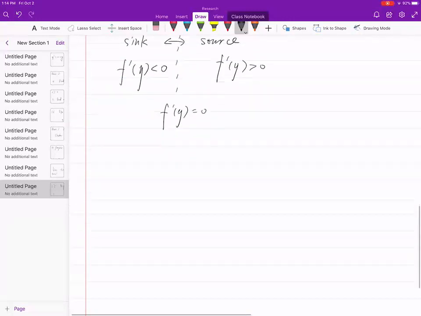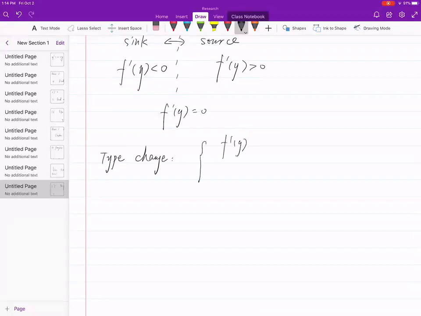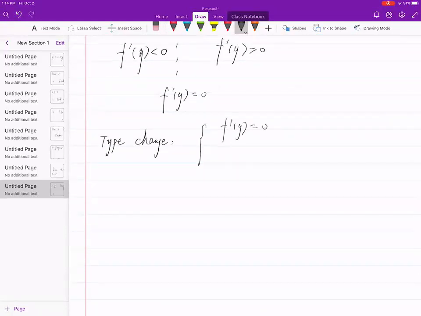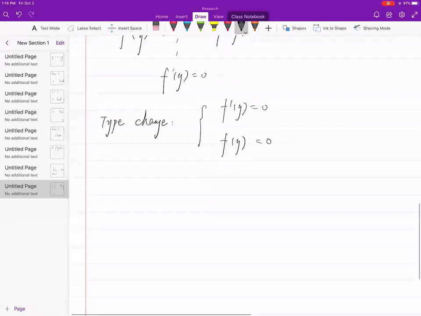So for type change, we look for 2 conditions. Number 1, f prime y equals 0. That's where it changes. And number 2, of course, it has to be an equilibrium at first, so you need to add this condition. Sounds good? That's where we were left. Now I think this is pretty straightforward. We just need to show an example, and that's all.